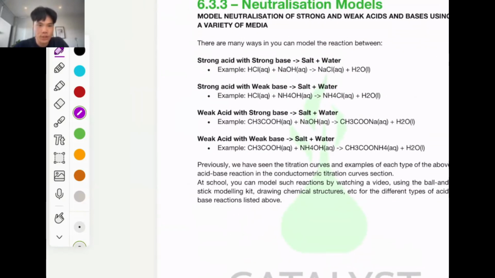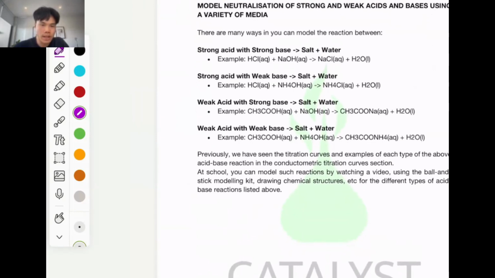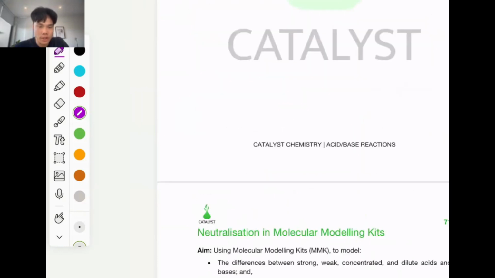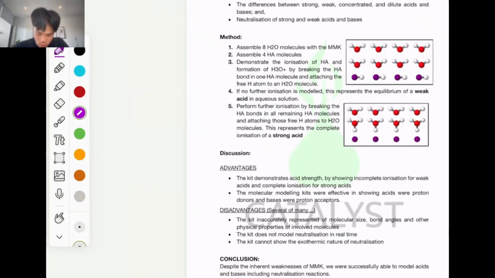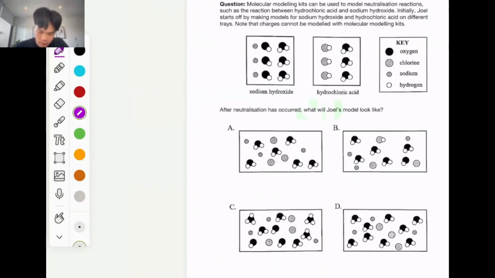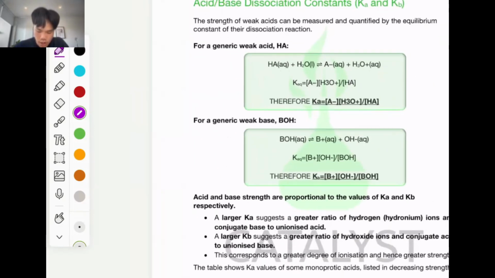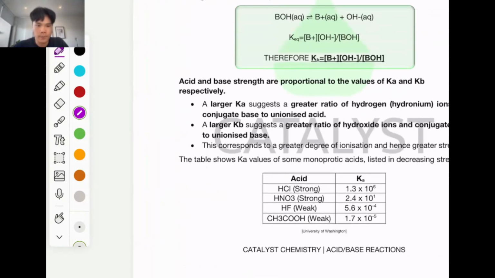Okay, to finish off, neutralization models. You should be able to show how a strong acid and strong base react, strong acid and weak base react, weak acid and strong base react, and a weak acid and weak base react. And you can show this via Molymod kits. Very low yield dot point in my opinion, but still something to acknowledge. Ka, Kb, you should be able to derive these from the equations for acid and base association, same way you derive a K expression.